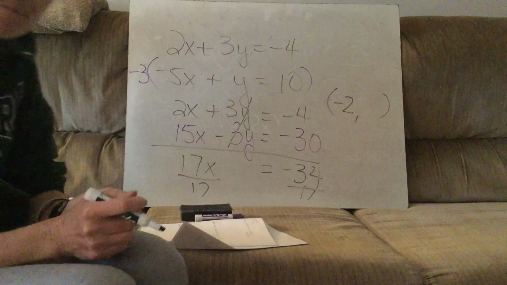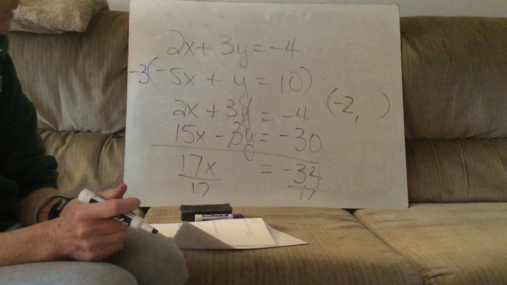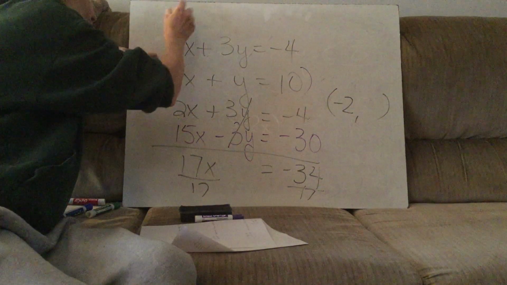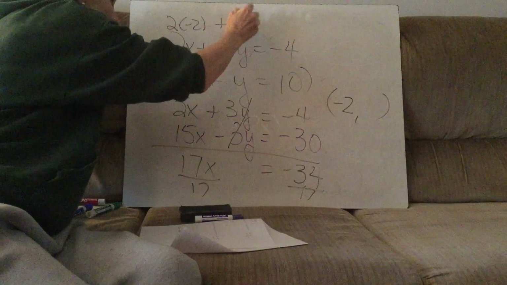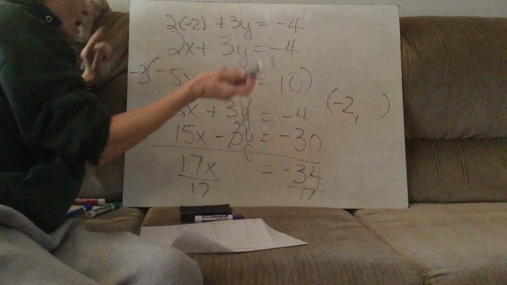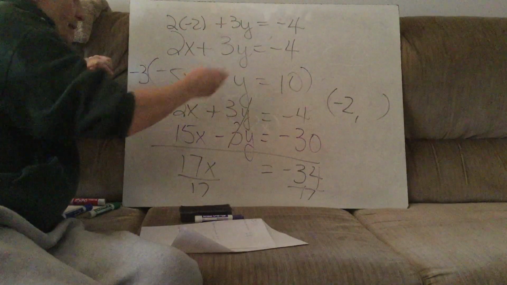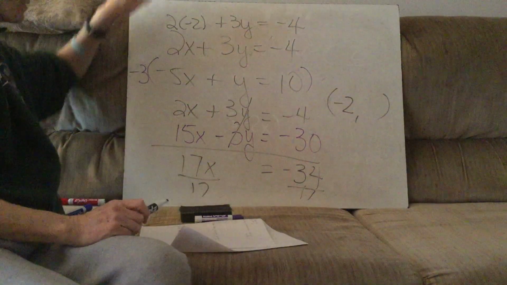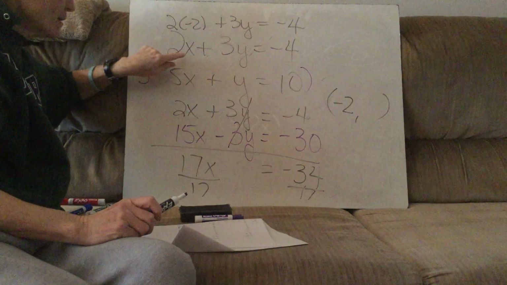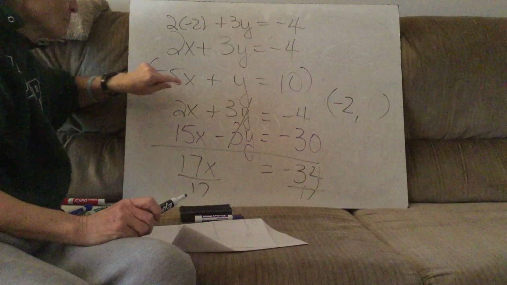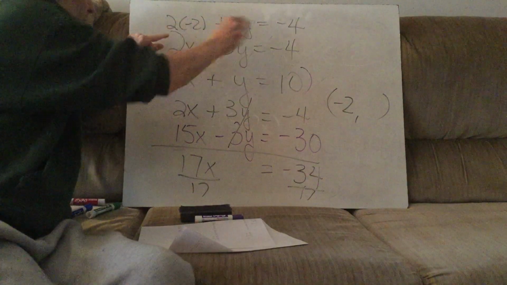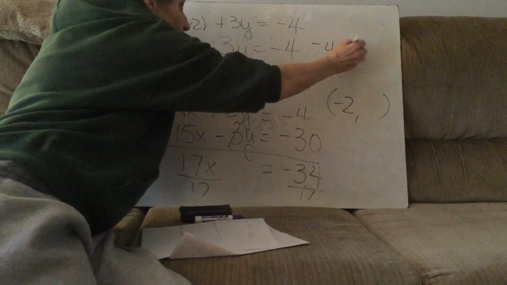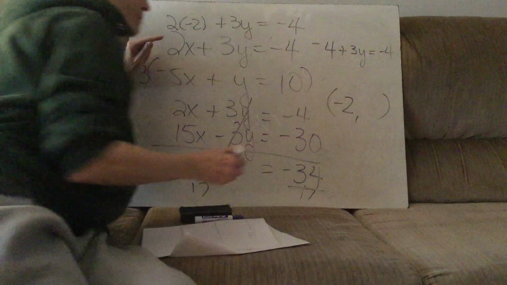Now to find y, we'll do what we always do. We'll take our x and plug it back in. So 2 times negative 2 plus 3y equals negative 4. Now, I plugged it in the top equation. You are free to plug it in the bottom equation right here. If you'd rather use this one, I just did that one because it was on top and I had room up here. Doesn't matter. Put your negative 2 either in here or in here. So when I do that, in the top equation, I get negative 4 plus 3y equals negative 4.